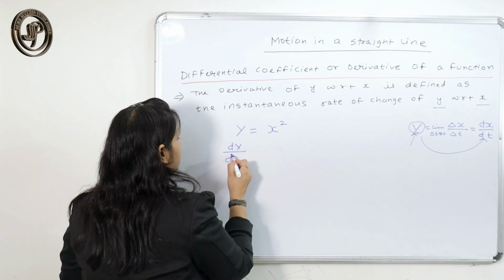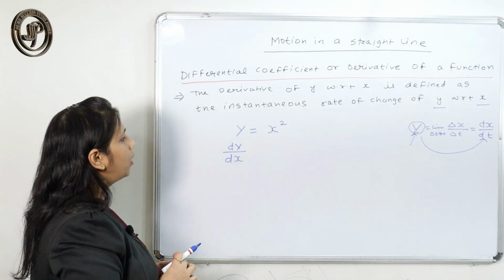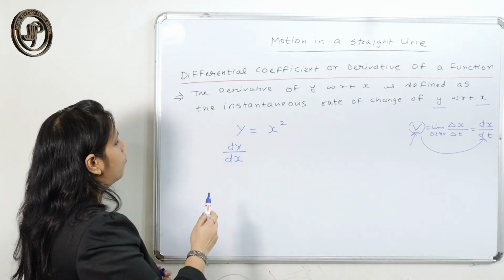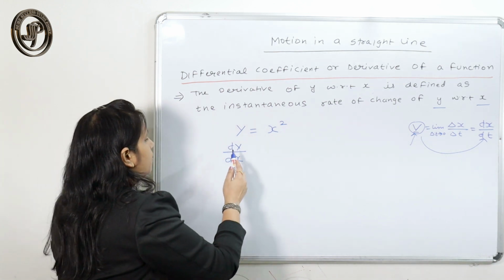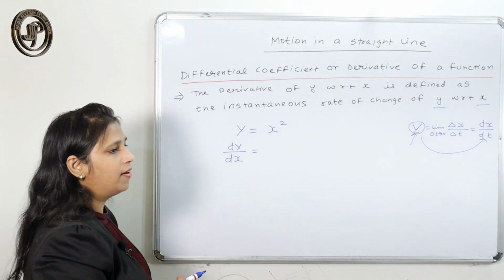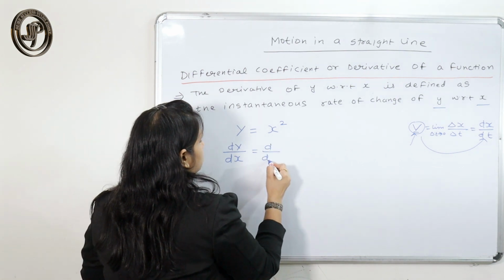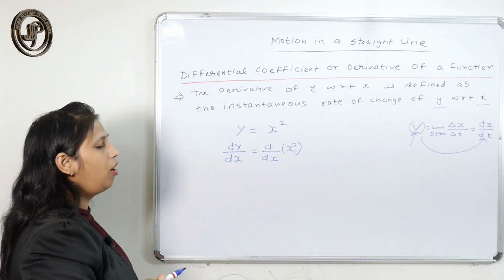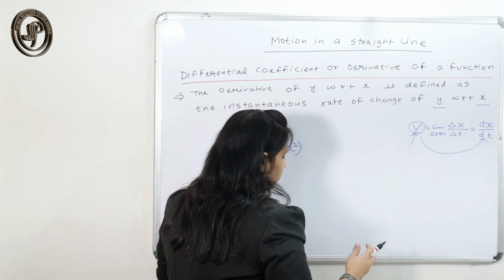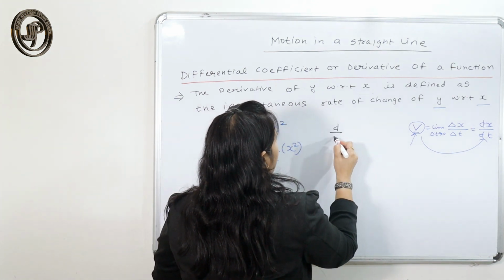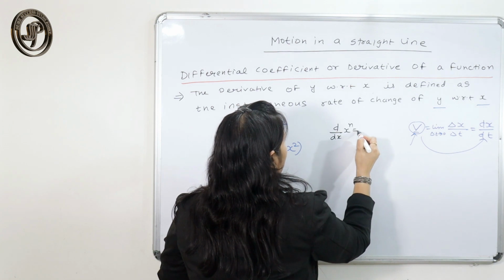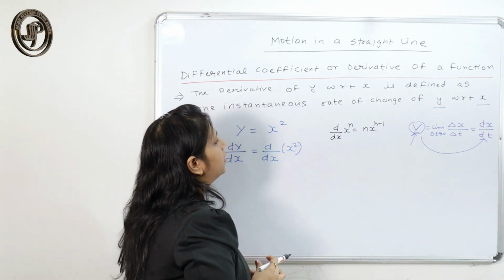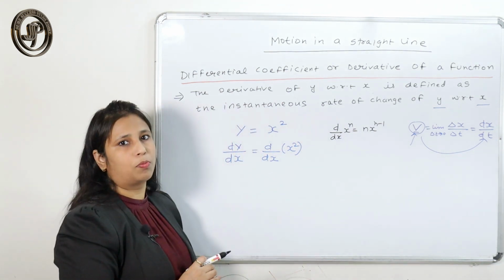I just write here dy by dx. So, what is dy by dx? It can be called the derivative of y with respect to x. Here we are just finding the derivative of y with respect to x. This would be d by dx of x square, and we have a formula that d by dx of x raised to power n is n x raised to n minus 1. That is the derivative of a function x raised to power n.